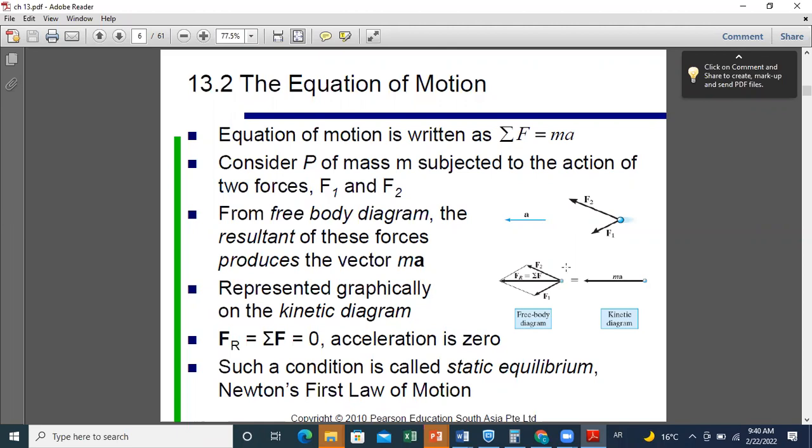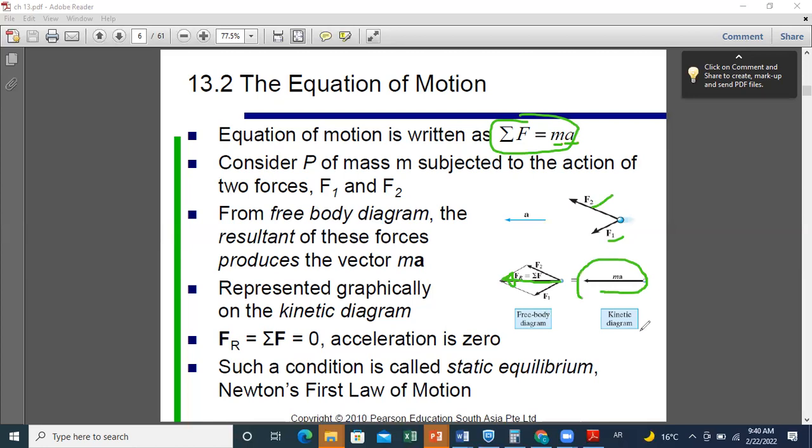Now, we know from Newton's law that the sum of forces is equal to ma. So if you do the summation of your forces, for example here, if you have two forces acting on your particle, summing these two forces, you can do it analytically, you can do it geometrically. If you sum these two vectors, you get the diagonal of the parallelogram. This is the resultant force. And from Newton's law, the resultant force is the mass of the particle times its acceleration. So if we represent just the vector ma, this is called the kinetic diagram.